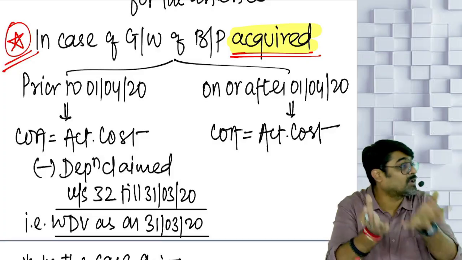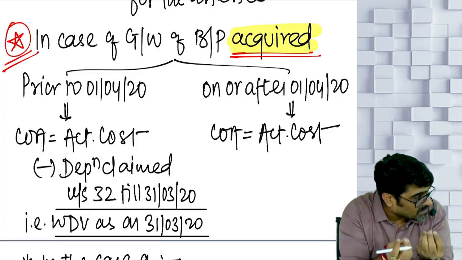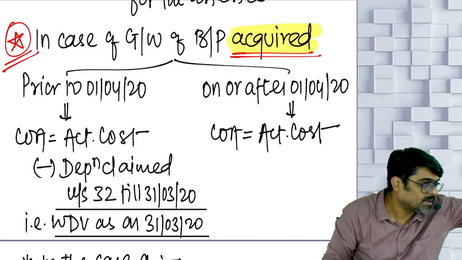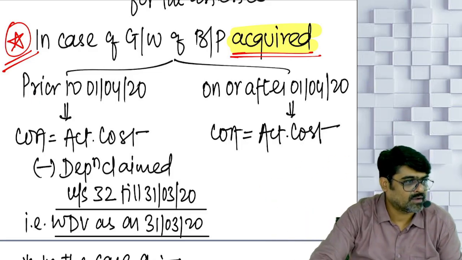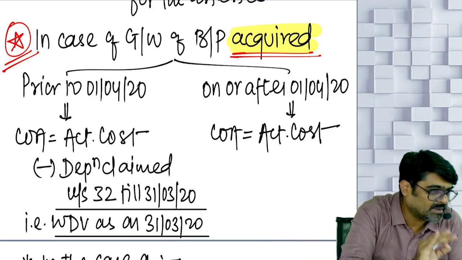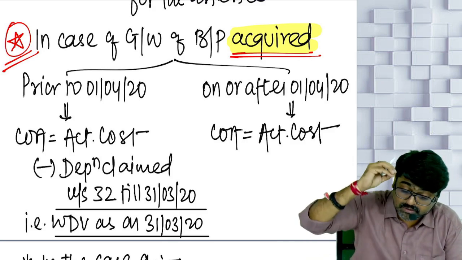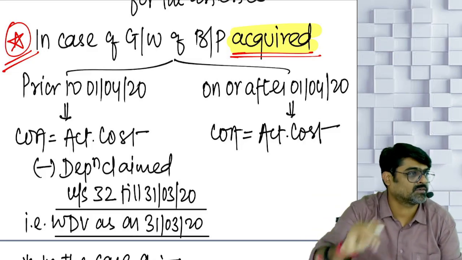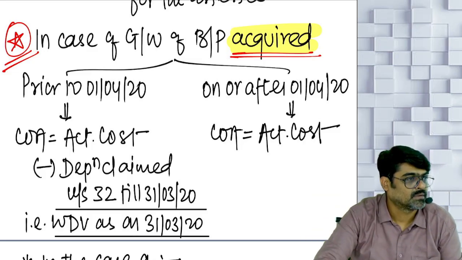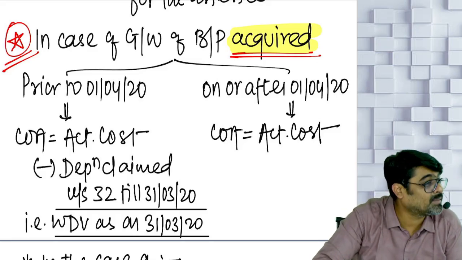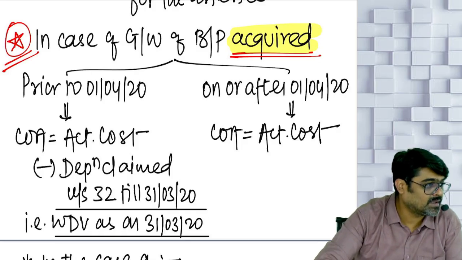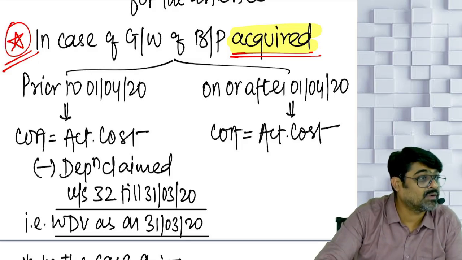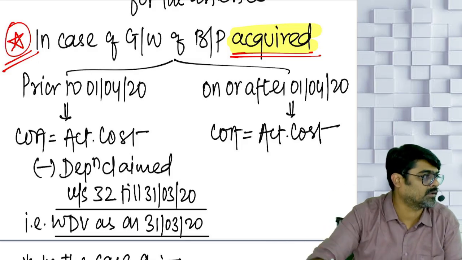Take that actual cost, because not a single part of that actual cost was allowed under PGBP. Take the entire actual cost under the head capital gain as your cost of acquisition. If I am your examiner, trust me on this, I would definitely exploit these points in your exams. But unfortunately, the examiners don't exploit these points. That does not mean that these kind of things can never come in the exam. If it comes, it will give you easy marks.